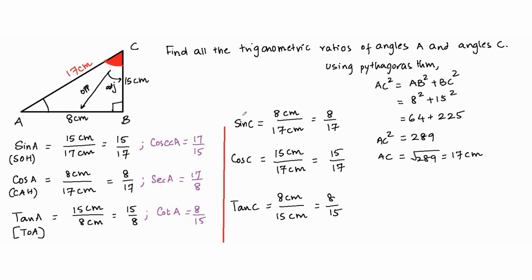Now we can find the reciprocals. Sine's reciprocal is cosec. So cosec C will therefore be 17 upon 8. Then we have the reciprocal of cos is sec. So sec of C will be the reciprocal, which is 17 upon 15. And cot C is the reciprocal of tan, which is going to be 15 upon 8. So this is how we find the trigonometric ratios of the given angles.